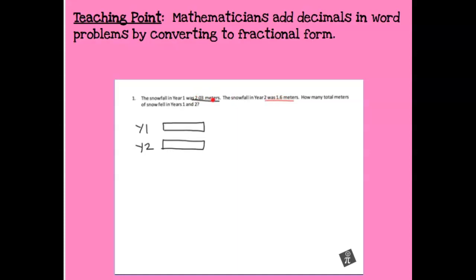Now, which one's bigger? Well, we know that 2.03 is supposed to be bigger, so I'm going to extend this a little bit. And I know that this is 2.03. And then I'm going to read, and it says the snowfall in year two, right here, was 1.6. So there's our 1.6. And then the question is, how many total meters of snow fell in years one and two? So that's going to be this right here. So what are we going to do? We're going to add 2.03 plus 1.6. And that's where we're going to convert this into a fraction, this into a fraction, get our common denominators, and run with it.